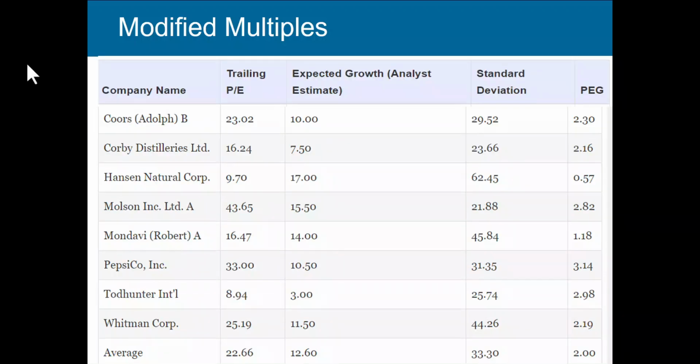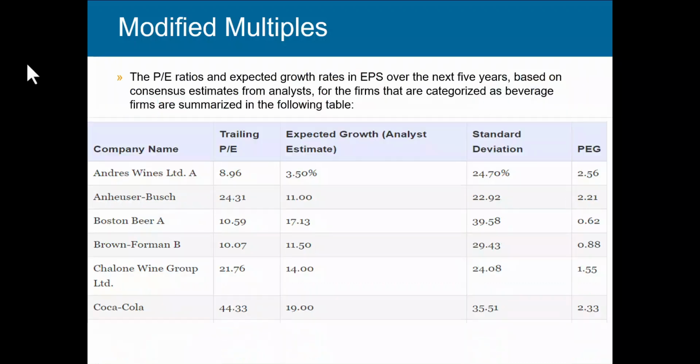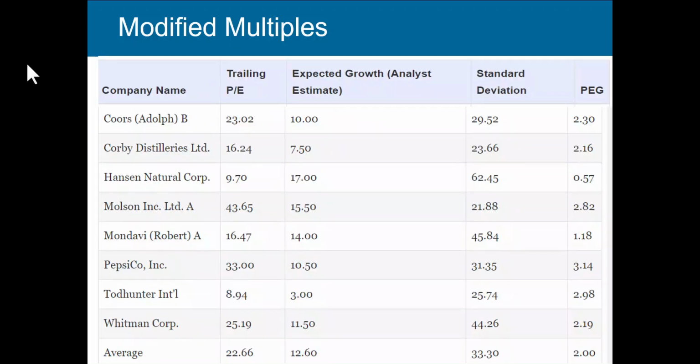Now just go to the bottom. We have calculated the average. Now tell me the average. What is the average trailing P ratio? 22.66. And what is the estimated growth of all the companies? 12.6. What is the standard deviation? 33. And what is the PEG ratio? 2. So now all the stages are set for you. First look at the PEG ratio, which is 2, and remember two numbers: standard deviation is 33, and PEG is 2.